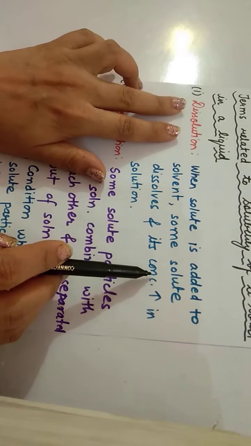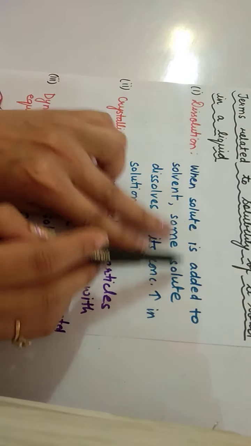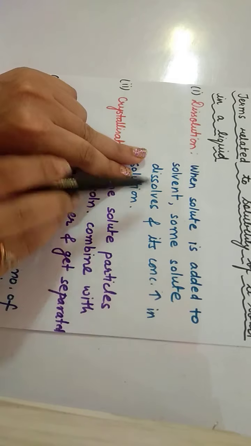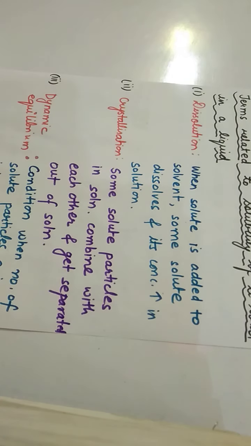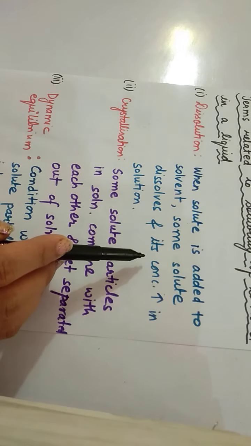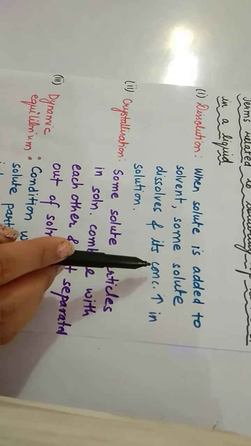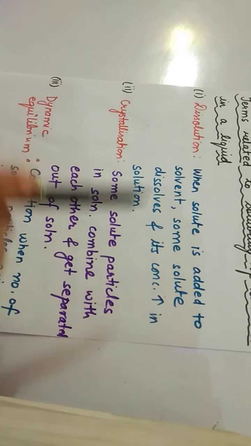So this is what exactly dissolution means. When a solute is added to a solvent, some solute dissolves and its concentration increases in the solution. This process is known as dissolution. Here the concentration of sugar is increased in the solution because it is being dissolved in it. This process is known as dissolution.